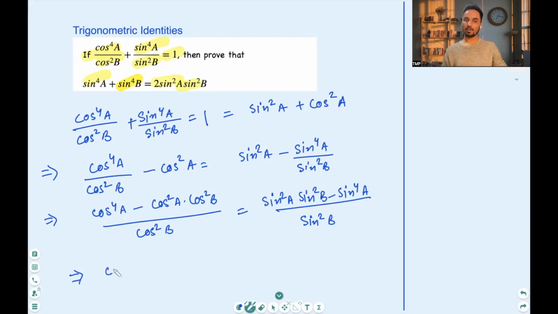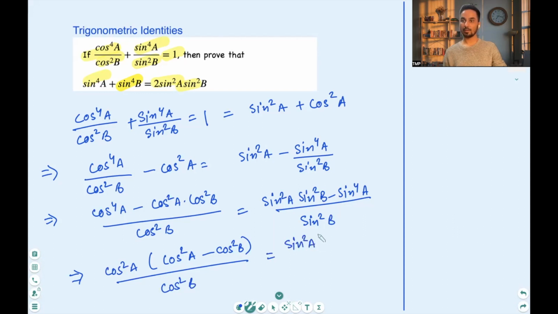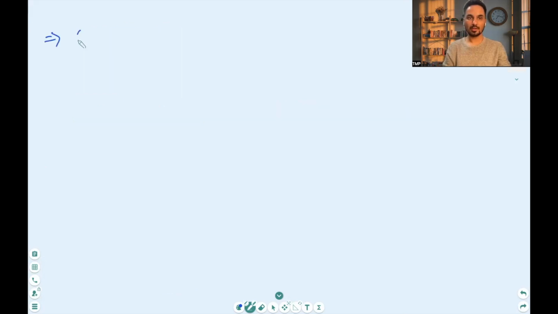And on the left-hand side, you can take out cos square a common in the numerator. So you'll get cos square a minus cos square b divided by cos square b equals, on the right-hand side, you can take sine square a common in the numerator. So you'll get sine square b minus sine square a over sine square b. The left-hand side is cos square a times cos square a minus cos square b over cos square b.